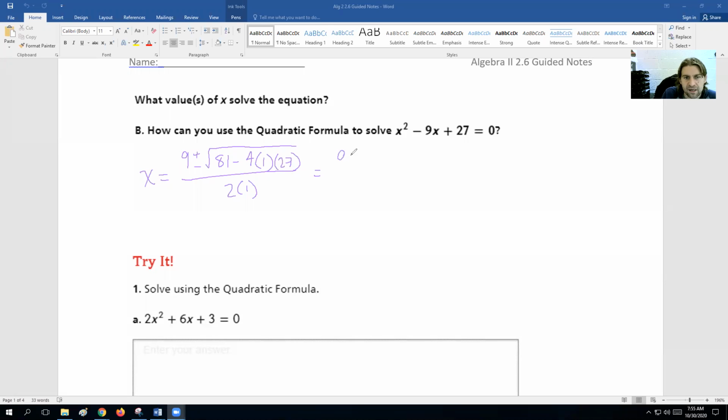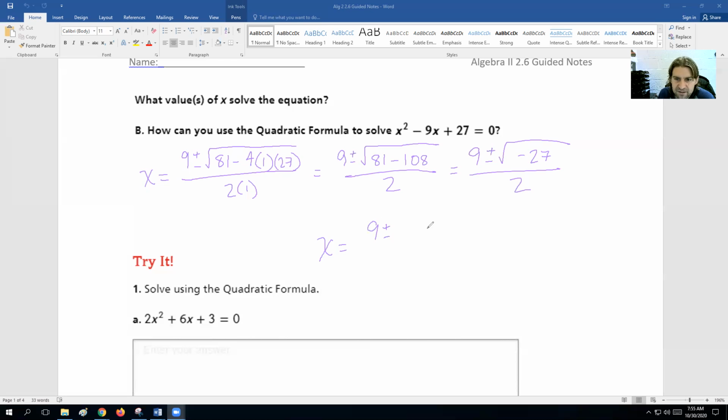All right, so let's see. We'd get 9 plus or minus the square root of 81 minus, what's 4 times 27? 4 times 25 is 100, plus 4 times 2 is 8, so it's 108, all over 2 times 1 is 2. All right. So then what we need to do is subtract. So we get 9 plus or minus the square root of 81 minus 108. That would be negative 27 over 2.